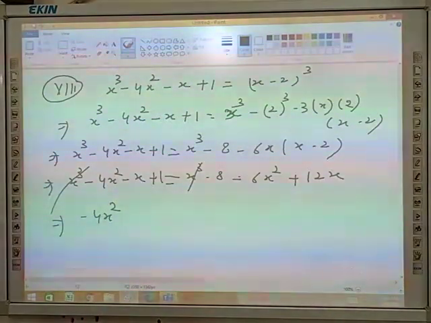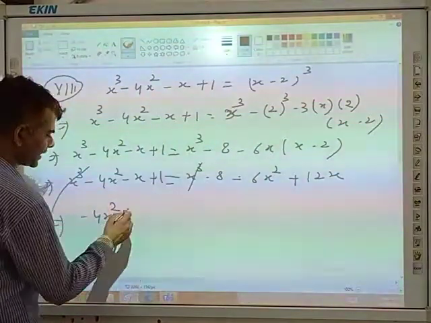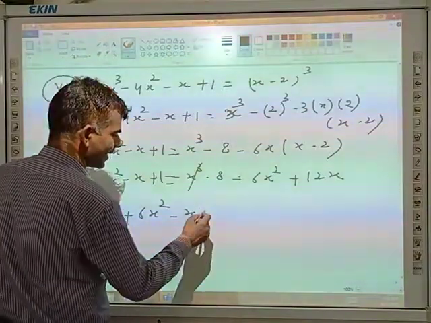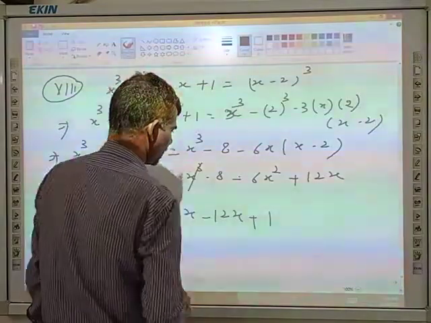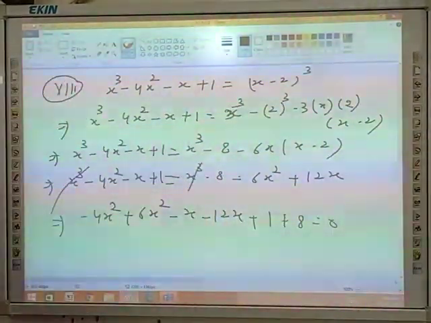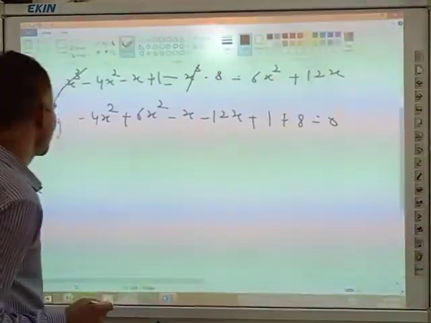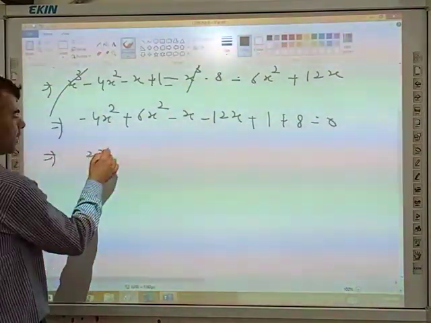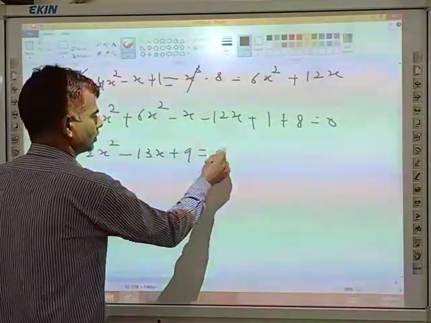Put the like terms close together. That is minus 4x square plus 6x square, minus x minus 12x, plus 1 plus 8 equal to 0. Now students, it becomes 2x square minus 13x plus 9 equal to 0.